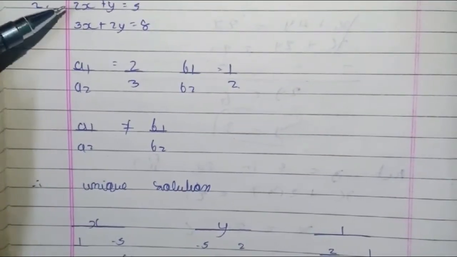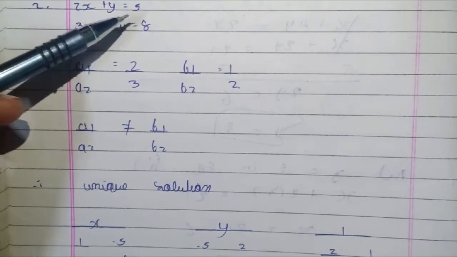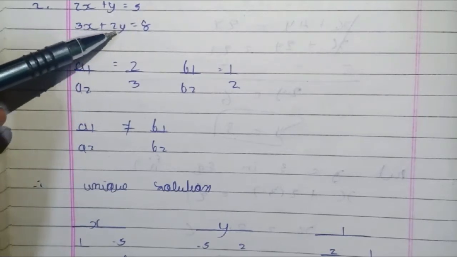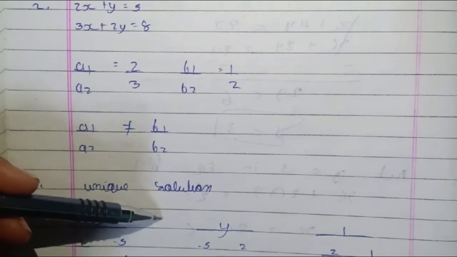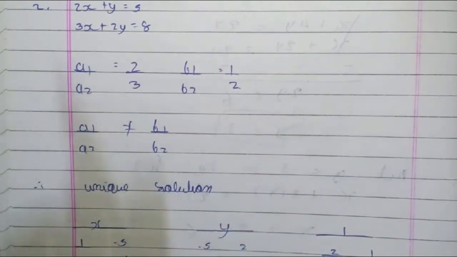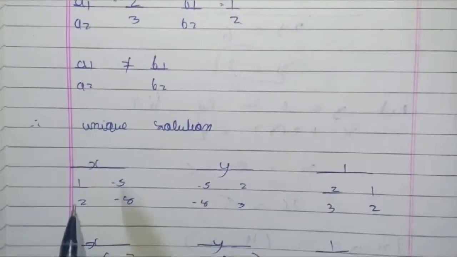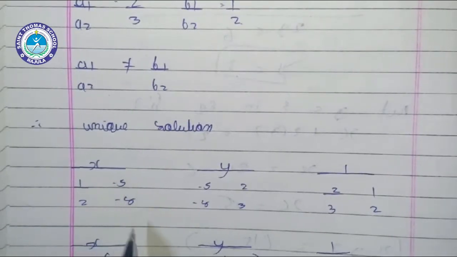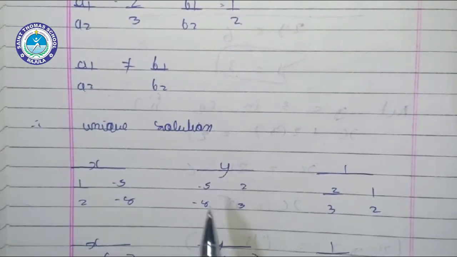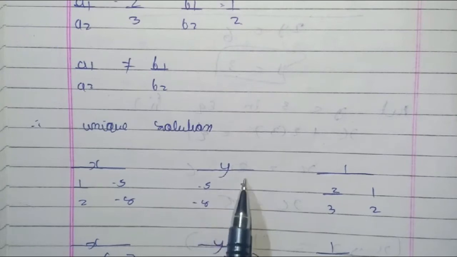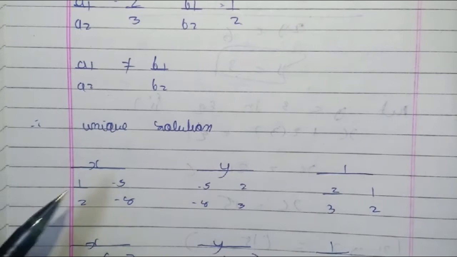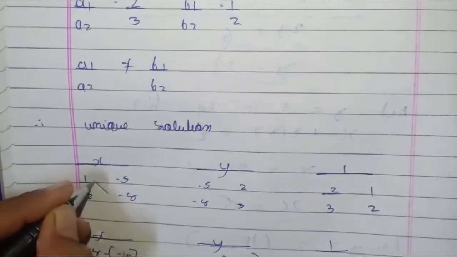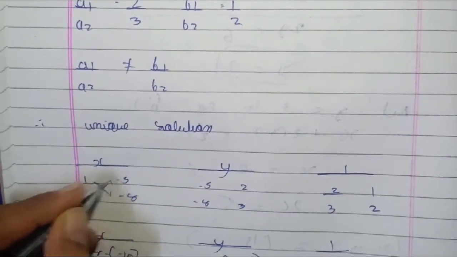For this, look, 2x plus y is equal to 5 and 3x plus 2y is equal to 8. So what do we write? x, y, and 1. So first we write 1, 2, minus 5, minus 8; y divided by minus 5, minus 8, 2, 3; and 1 is equal to 2, 3 and 1, 2. We know that we have to multiply this and subtract this.